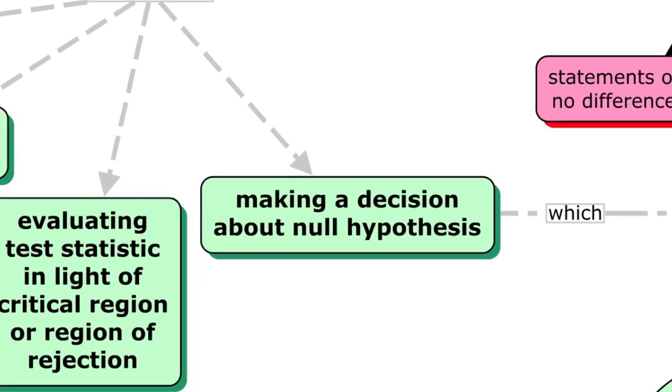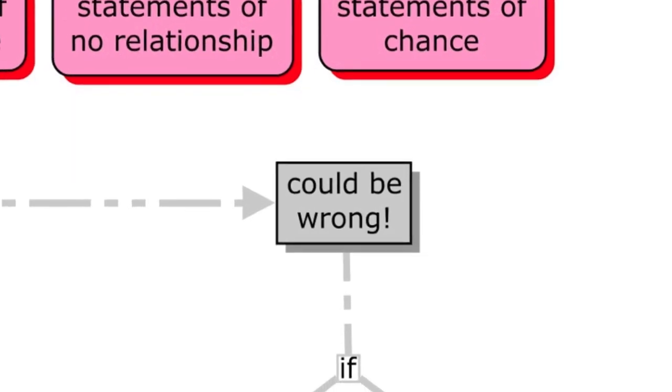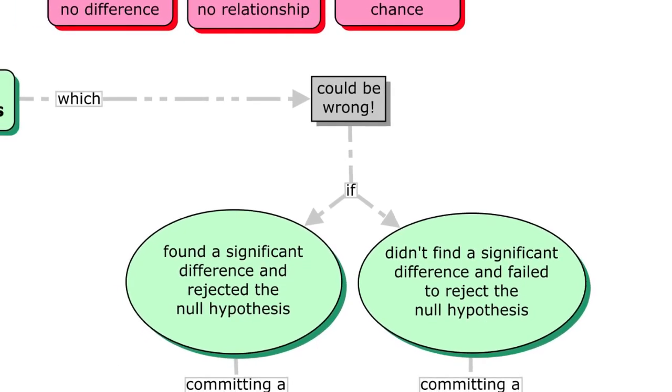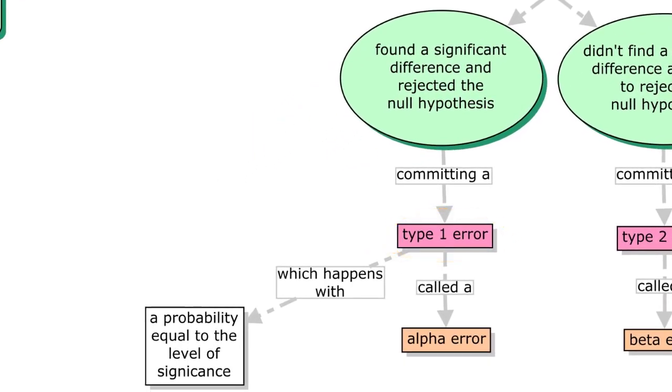Last but not least, we could be wrong about our decision. We could be wrong if we found a significant difference and ended up rejecting the null hypothesis. In other words, if our null hypothesis was that there is no difference between the sample and the population, and then we found a significant difference between the sample mean and the population mean, then it would be said that we'd be committing a type 1 error. This is also called an alpha error. And this happens with a particular probability equal to the level of significance.